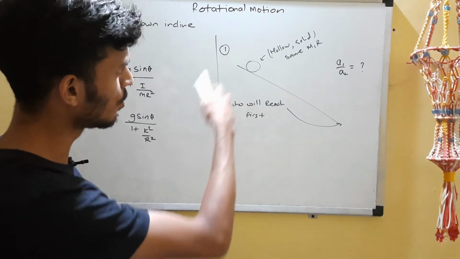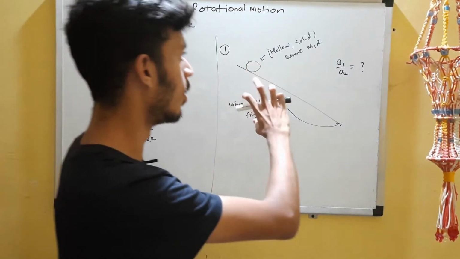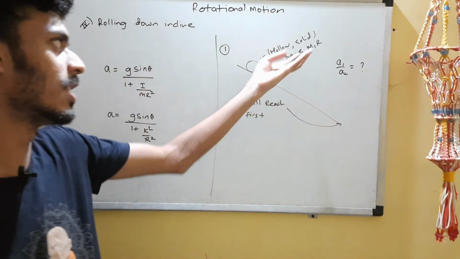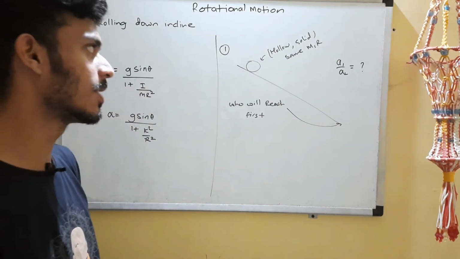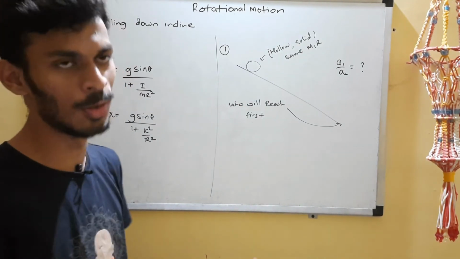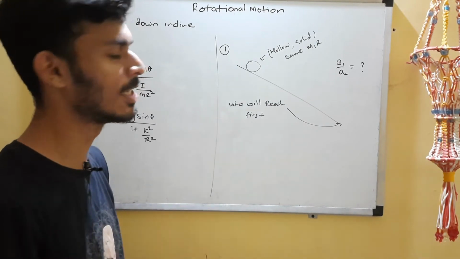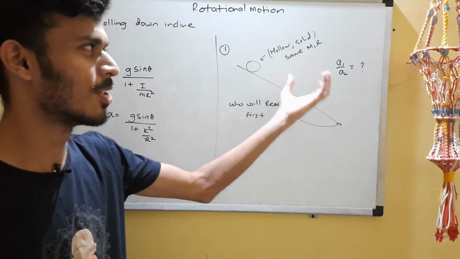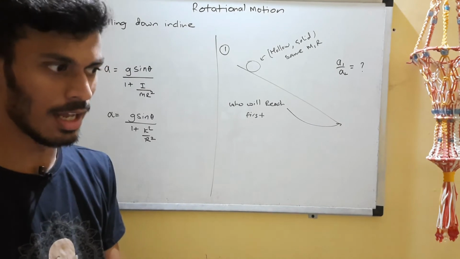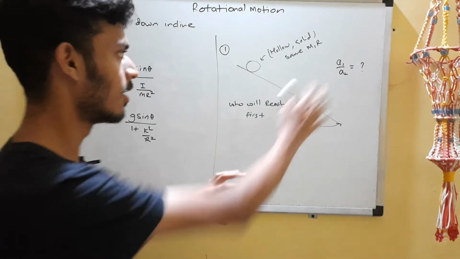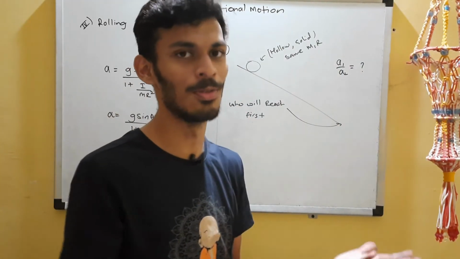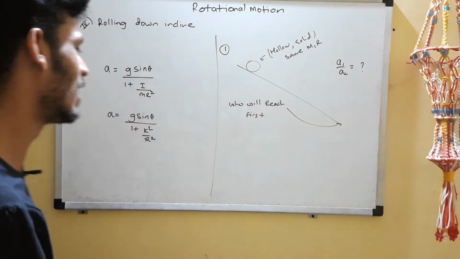So here they asked you, you have a hollow sphere and a solid sphere of the same mass and the same radius. So the only difference is one is hollow and the other one is solid. So who will reach the bottom first? Or you were supposed to tell the ratio of their accelerations. Either one of the questions, I don't know which one it is, but we'll try to answer both.